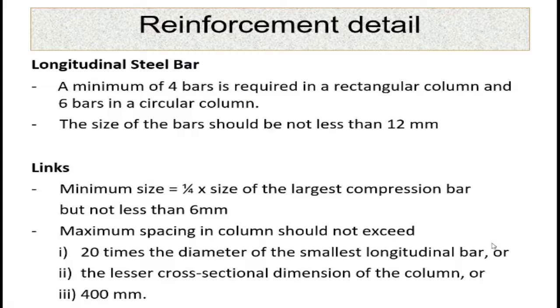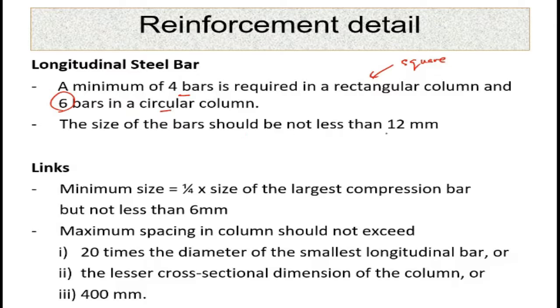Okay, sikit info untuk reinforcement details. Okay, kita tahu tadi, saya kata tadi minimum bar untuk column. Minimum bar for column is 4 for rectangular or square. For rectangular or square column, the minimum bar required is 4. But for circular column, the minimum bar required is 6. Untuk column bulat, minimum bar is 6.